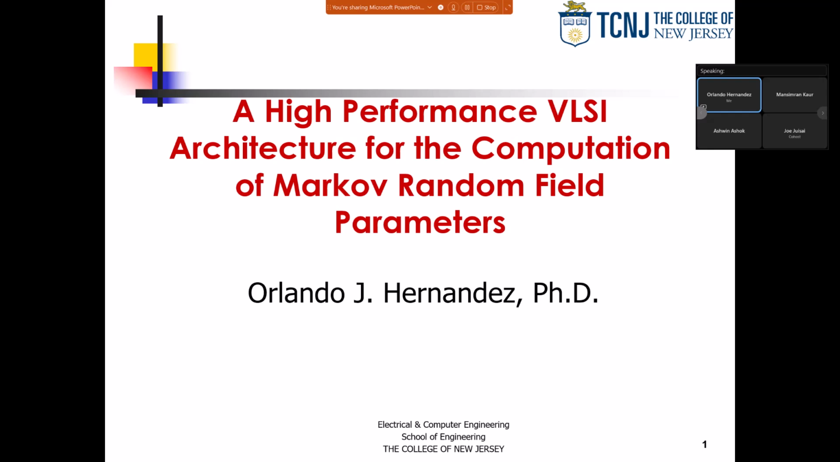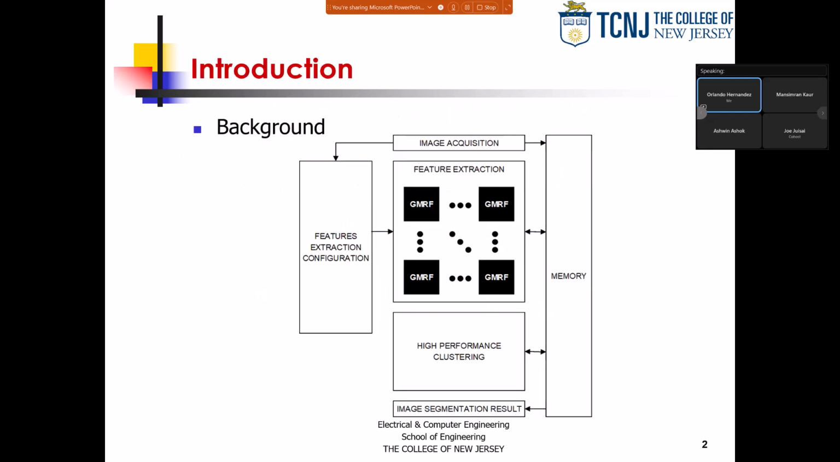And as was mentioned, this is a presentation of an architecture for computing the Markov random field parameters. The motivation for this implementation is in the context of a computer vision system that can process high quality video in real time at high frame rates. So it is scalable in the sense that it will fit into a high performance clustering algorithm, which is not the topic of the paper, but this is the context of the feature extraction.